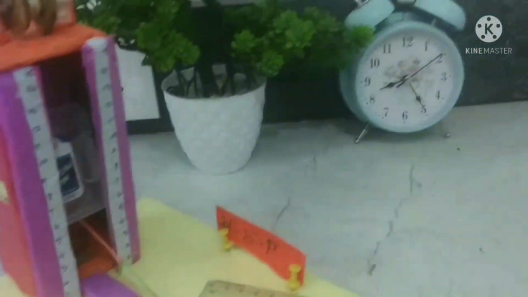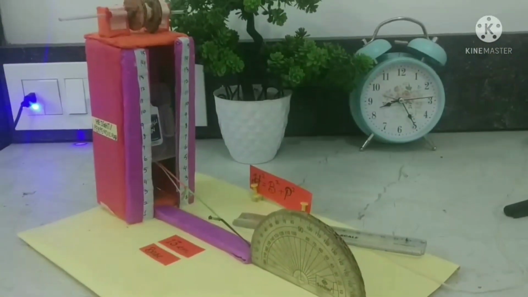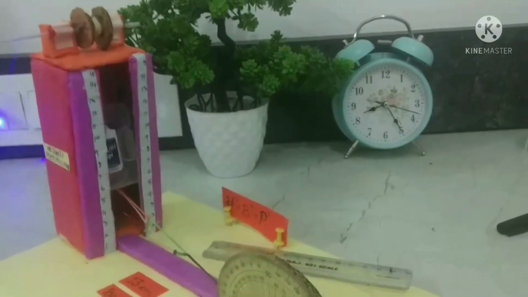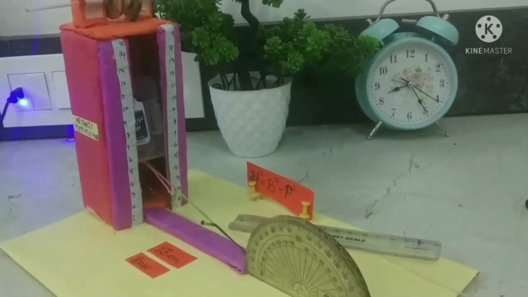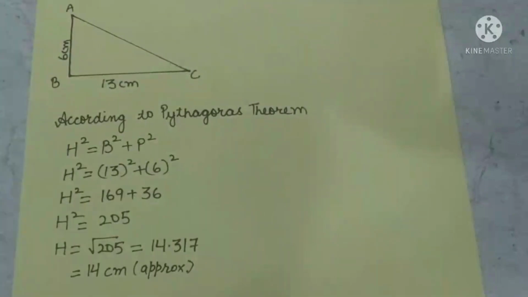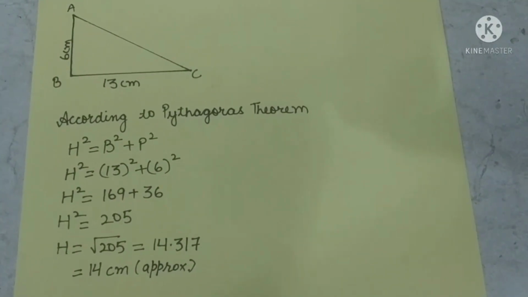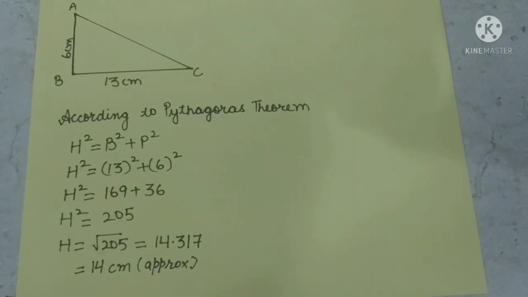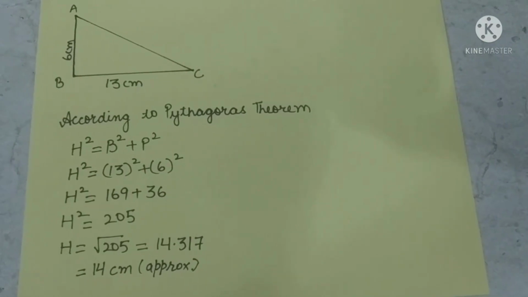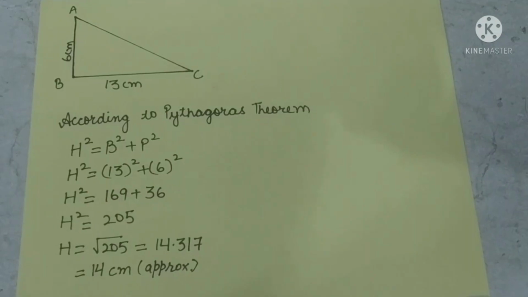So according to this model, if the perpendicular is 6 and the base is 13, the hypotenuse should approximately be equal to 14 centimeters. But is it so according to the formula? Let us check it out. According to the formula of Pythagoras theorem, which says that hypotenuse square is equal to base square plus perpendicular square.